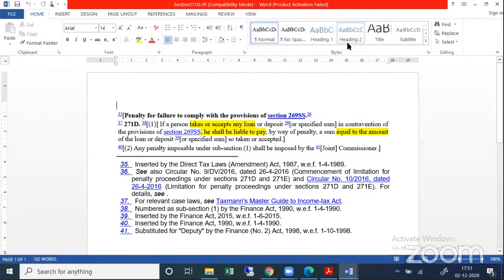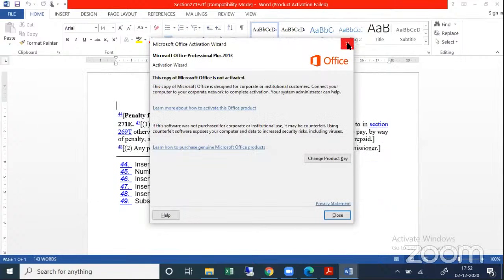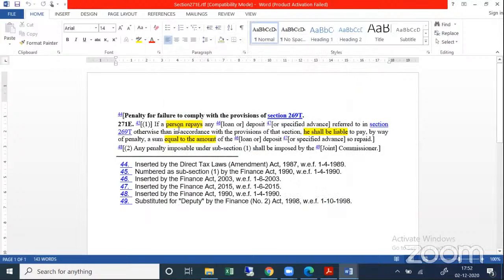Now moving on, section 271E. Section 271E talks about loan repayment when we have triggered section 269T. That is, when repayment was made in cash exceeding rupees 20,000, then on repayment 100% of such amount will be liable. Who will be liable? The person who repays.